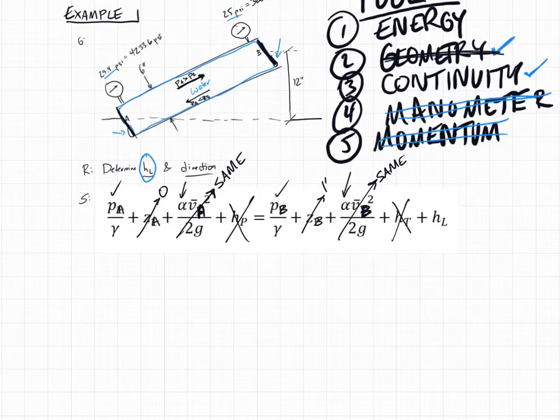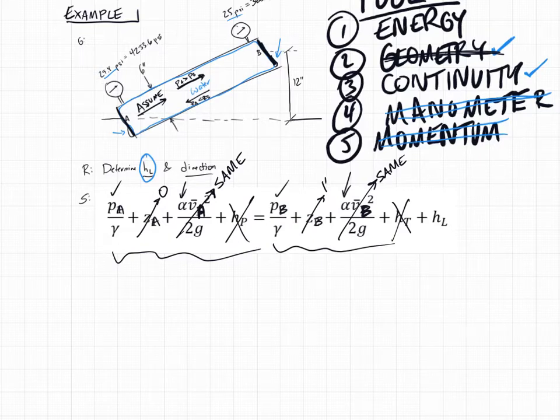Oh, it looks like, and I didn't even think about this, but I assumed the water was going this way, without knowing the direction. How do I know I assumed that? Because I put A over here at the in and B over here at the out, okay? So let's go ahead and start working this problem.